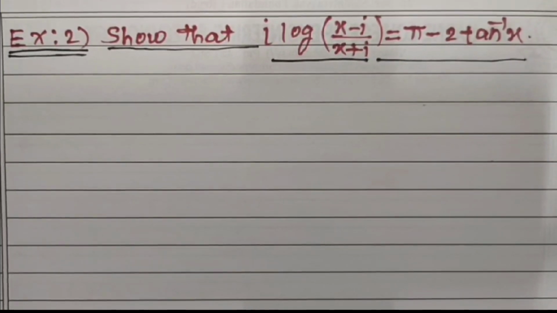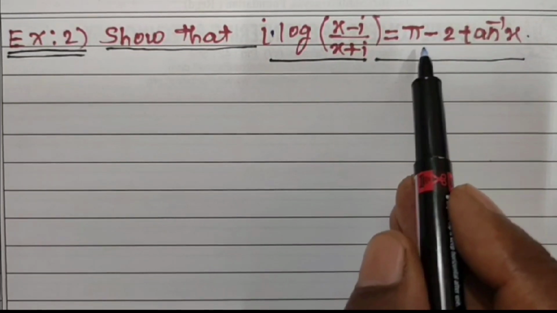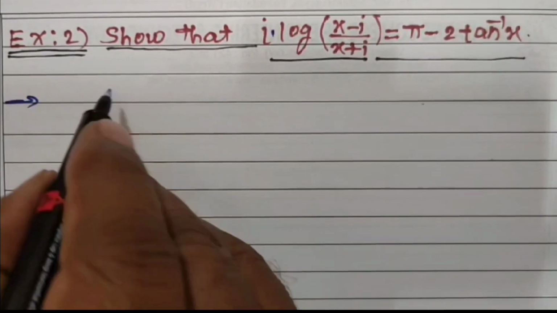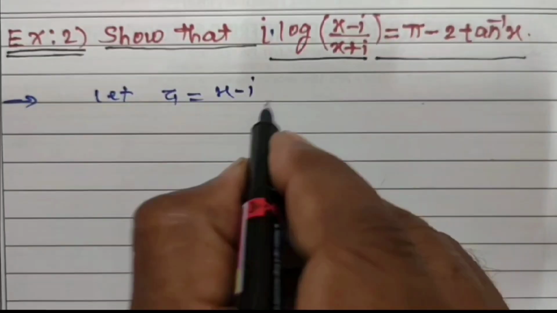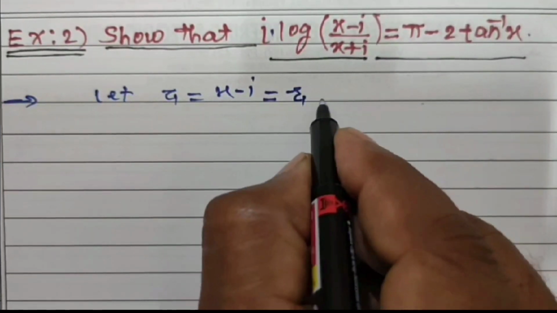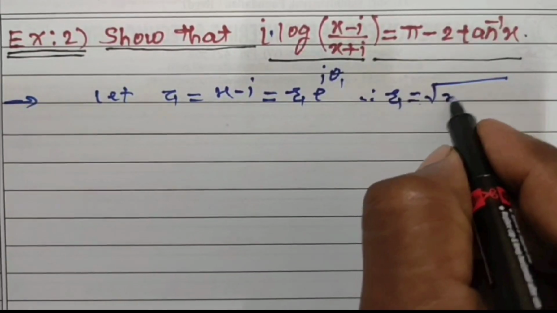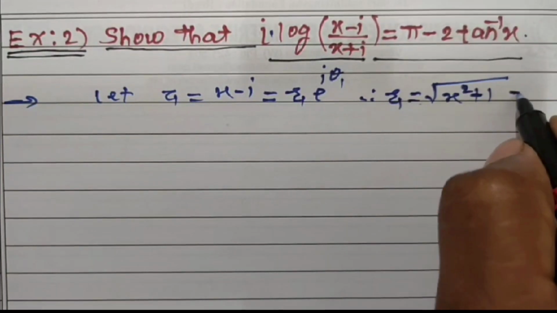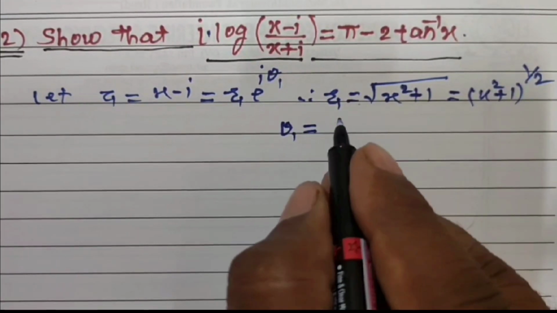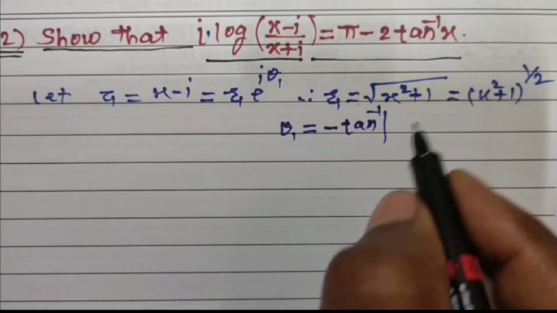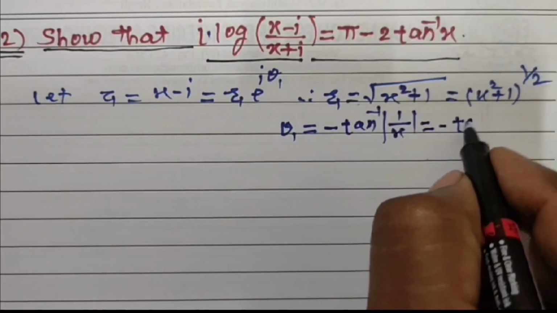Let us solve sum number 2. Show that i into logarithm of (x minus i) divided by (x plus i) is equal to pi minus 2 times tan inverse x. So first of all, similar to the previous sum, let z1 is equal to x minus i, and suppose this is equal to its exponential form r1 e to the power i theta 1. Now r1 is equal to square root of real part square plus imaginary part square, that is x square plus 1 to the power half, and theta 1 is the amplitude of the given complex number, which is minus tan inverse of modulus value of imaginary part divided by real part. So this is equal to minus tan inverse 1 upon x.